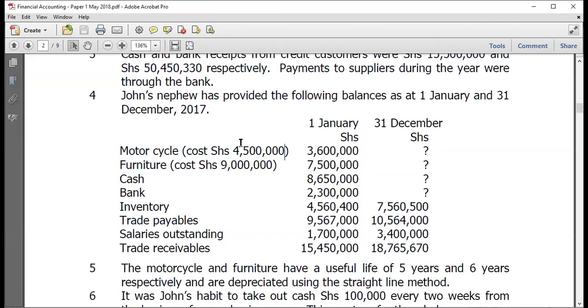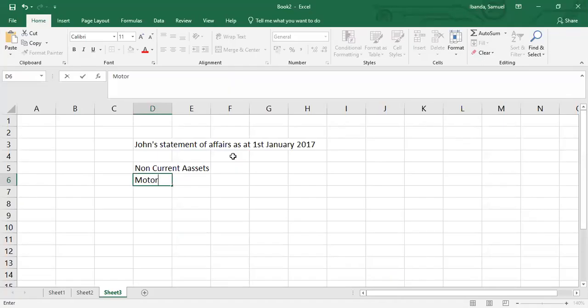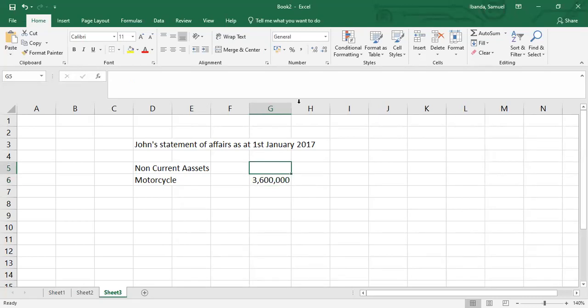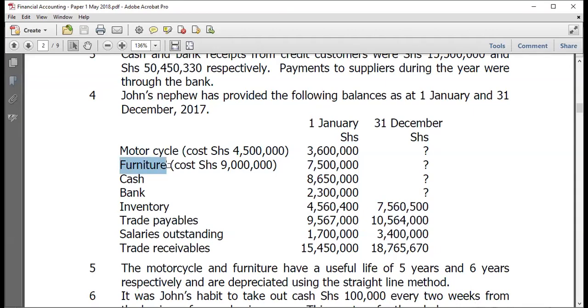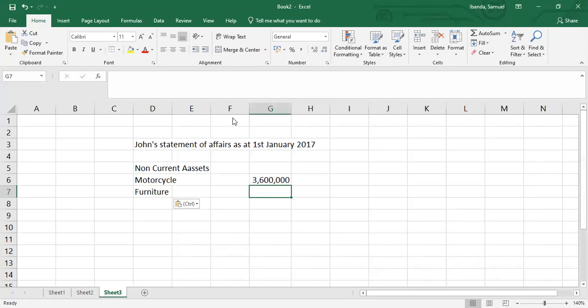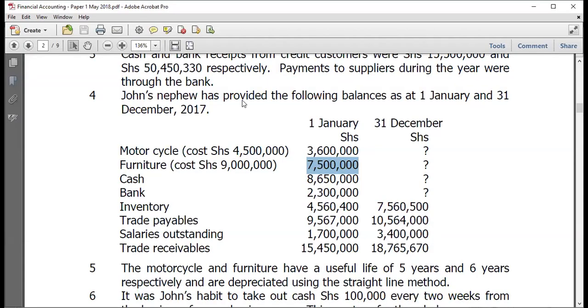So the motorcycle is 3.6. I'll put the amount there. Okay, the amounts are in shillings, so I'll include that there. This is furniture. Furniture is 7.5. So you also note that there.